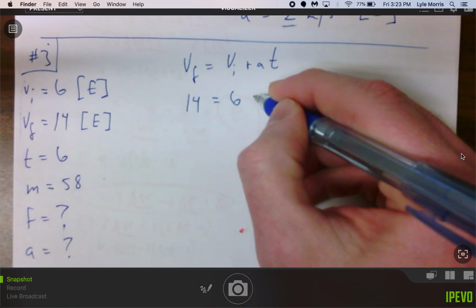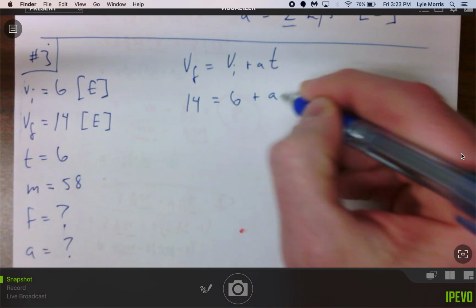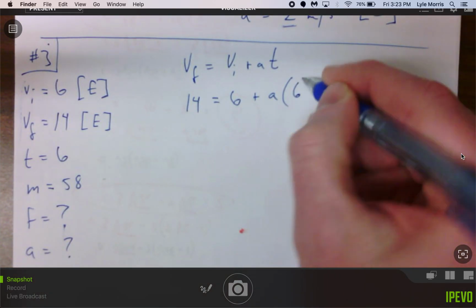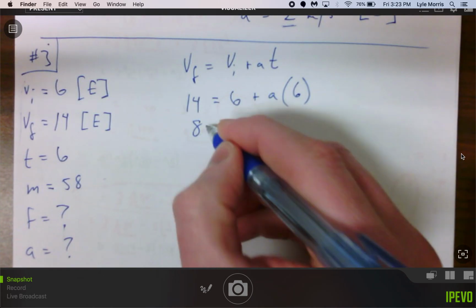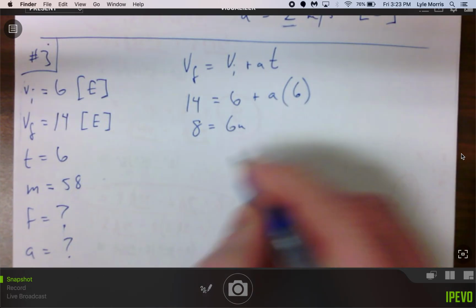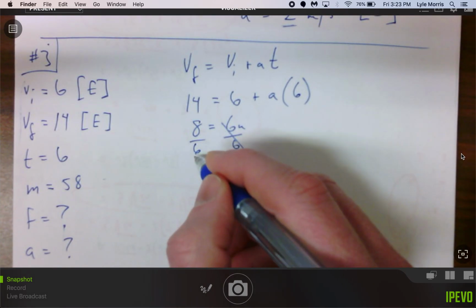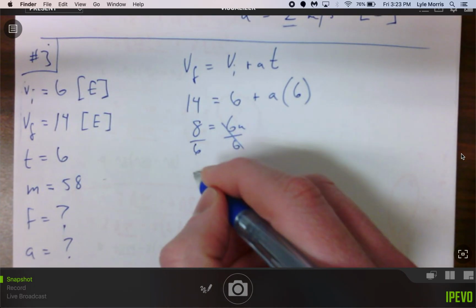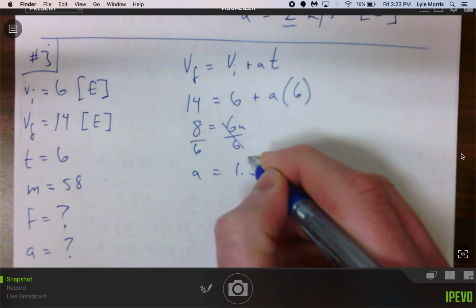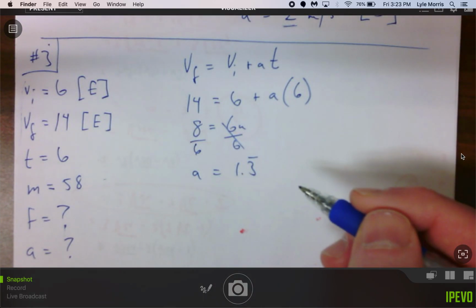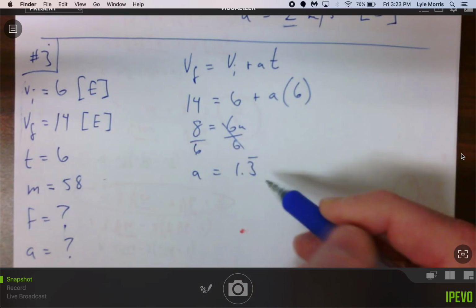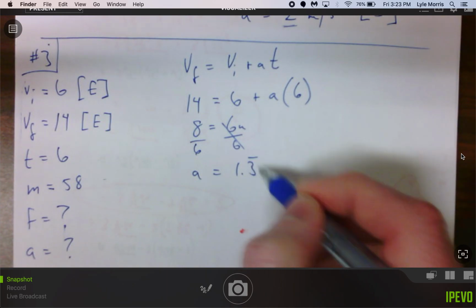Initial, 6. Plus, yeah, we don't have acceleration. And then time is 6. 14 minus 6 is 8. 8 equals 6a. Divide both sides by 6. 8 over 6 is, what is that, 1.3 repeating. Acceleration equals 1.3 repeating. That's why I like fractions, because this doesn't go well in the calculator.